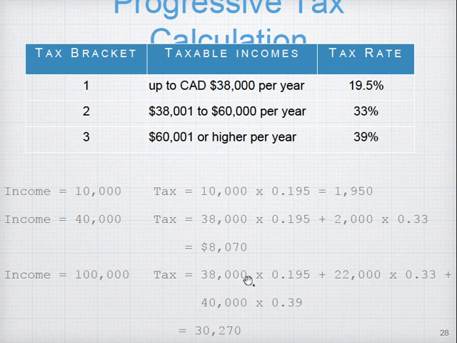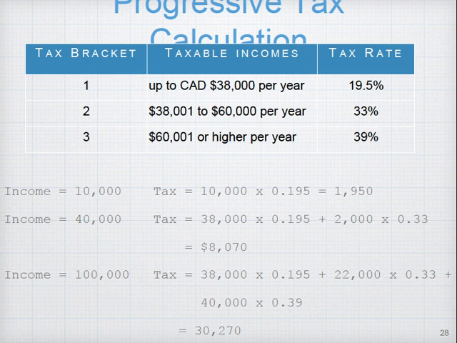But if you make a lot, like $100,000, that means your first 38,000 will be at this rate, and then in the second bracket you have 22,000, which is charged at this rate. After 38,000 and 22,000, you still have 40,000, because your total income is 100,000. So your remaining 40,000 will be charged the tax rate of 39%. So that is how the taxation system in Canada works.